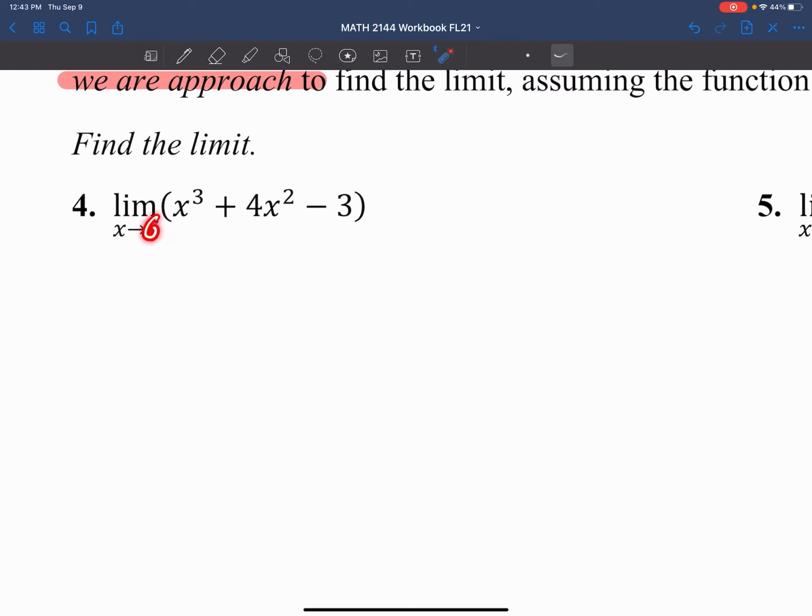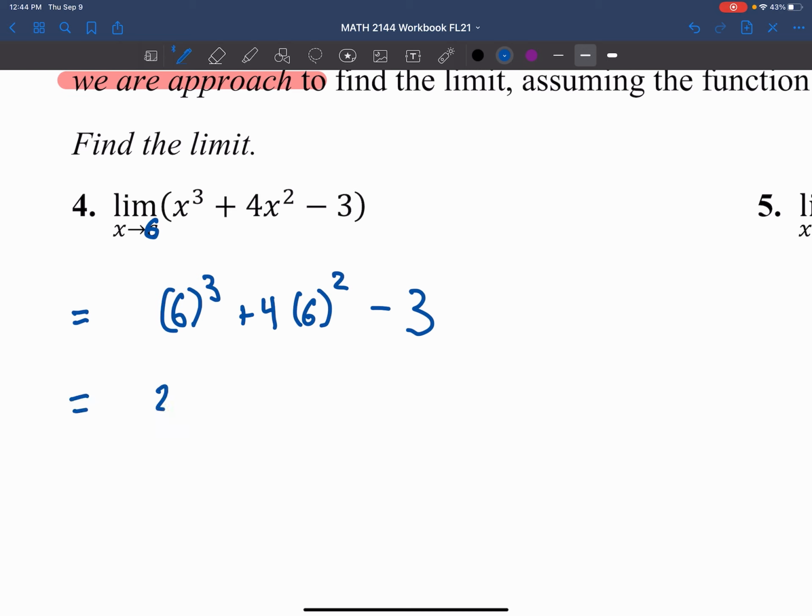So let's change this to 6, just to make sure that it's a little more concrete. What you're going to try to do to find the limit is just plug in the value you're approaching. So we'll have 6 cubed plus 4 times 6 squared. Should have picked a smaller number. Oh well. Minus 3. Notice that when I plug it in, that limit is gone. 6 cubed, thank you, plus 4 times 36 minus 3.